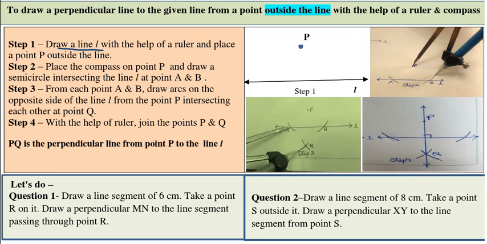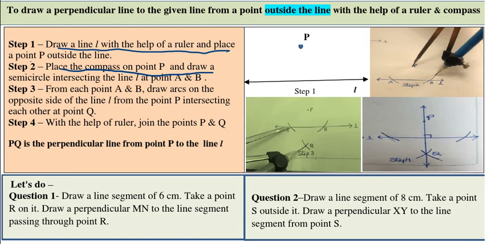So draw a line L with the help of a ruler and place point P outside. We all can do it. You can see in step 1 it has been done. This is line L and this is point P over here. Then second, place the compass on point P and draw a semicircle intersecting the line L at point A and B.